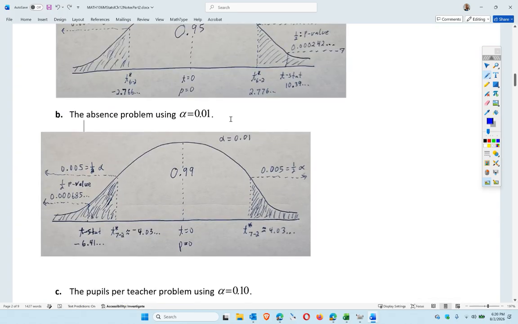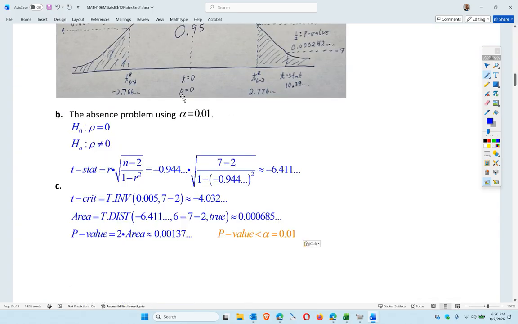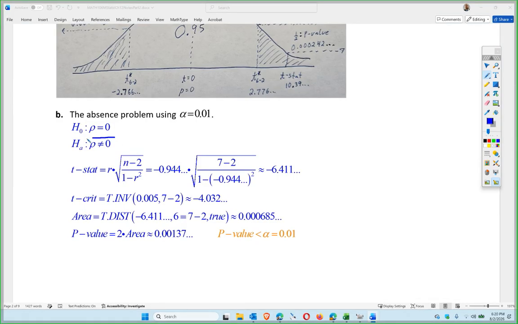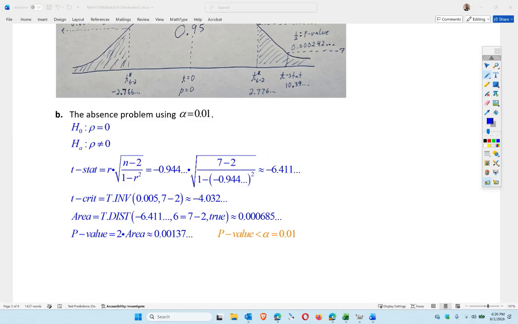So what that means is, oops, let me fix that. Okay. We assume there's no relationship, but we proved otherwise because we calculated t-stat and t-crit, and obviously t-stat is in that region, right, the shaded region, and then the p-value is less than the alpha. Therefore, we reject the hypothesis, the null hypothesis, correct?